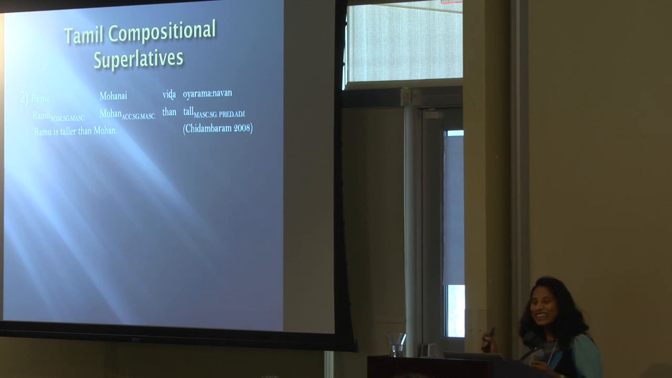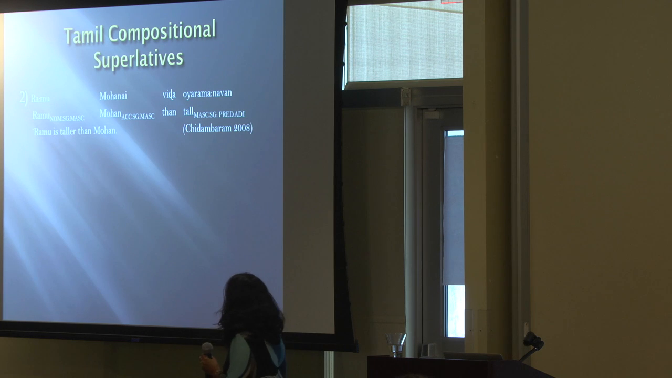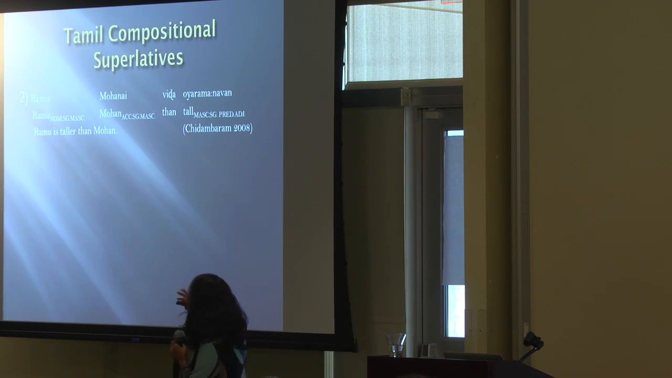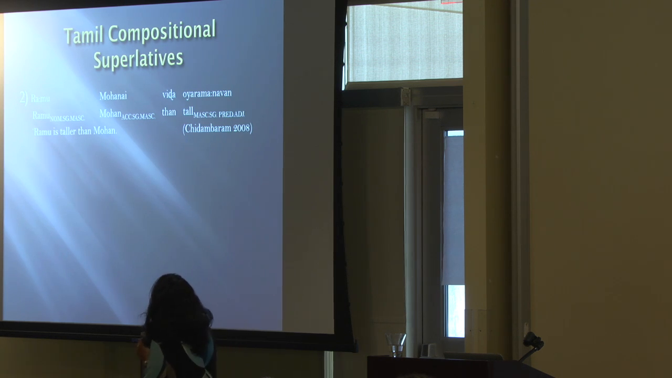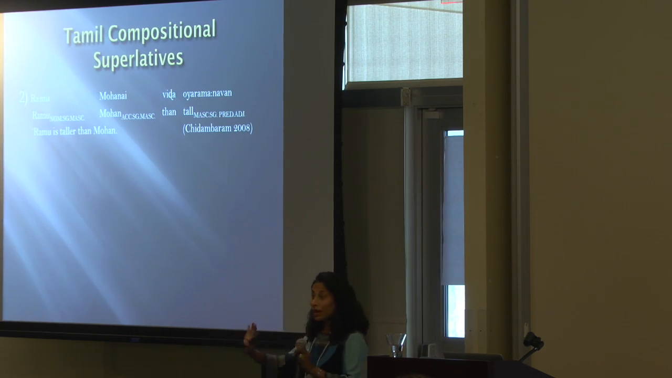All right, Tamil. Here is the comparative. This is a comparative sentence, right? Ramu is taller than Mohan. Ramu and Mohan are my cousins. Some people in my family are tall. Genetics. Okay, so Ramu Mohanai vida oiramanavan. Ramu Mohan than tall.